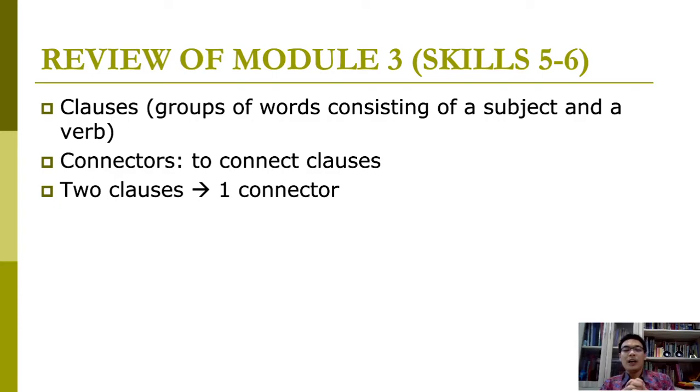Because we have two clauses in one sentence, it means there will be two subjects and two verbs. Of course, to connect those two clauses, we need a connector. So the connectors here are used to connect clauses. So whenever you see there are two clauses, there will be one connector. If you see three clauses, you will need two connectors. Remember that the clauses will have their own subjects and their own verbs.